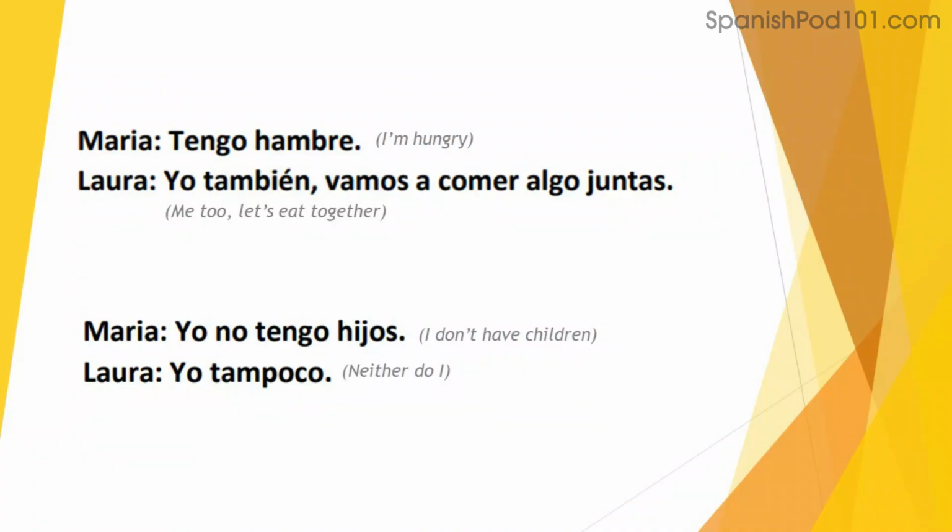Yo no tengo hijos. Yo tampoco. As you can see here, Maria is saying she doesn't have any children, and Laura doesn't have children either, so she will say yo tampoco, neither do I. You can simply answer with yo tampoco, or you can repeat the rest of the sentence in order to emphasize your agreement by saying yo tampoco tengo hijos.